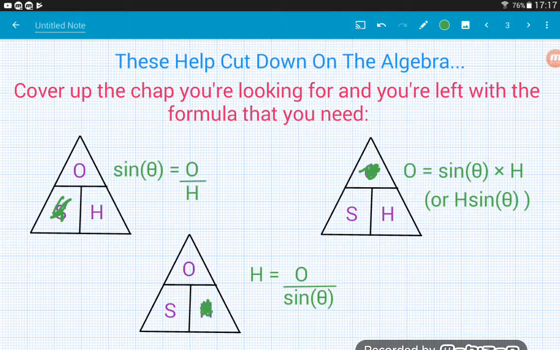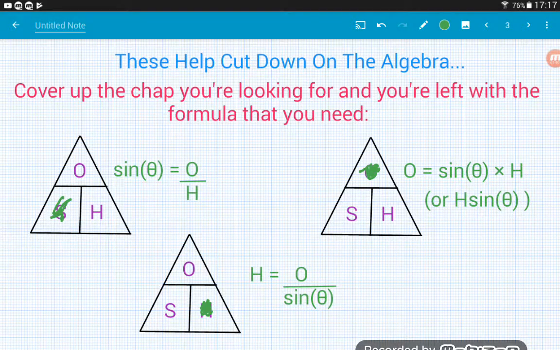If we were looking for the opposite, then we would cover over the O, and that would tell us that O is equal to sine theta times H. Although I much prefer to use it, and would recommend using it, as H sine theta. Exactly the same thing though. Just very important to realise that the H can't multiply the theta, the angle. Sine theta is completely separate to H. So to avoid that confusion, I would definitely recommend writing it as H sine theta.